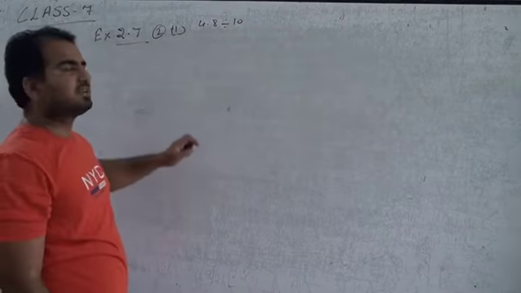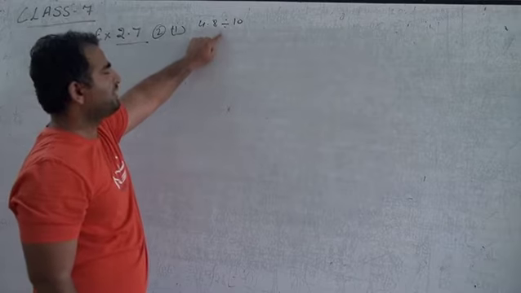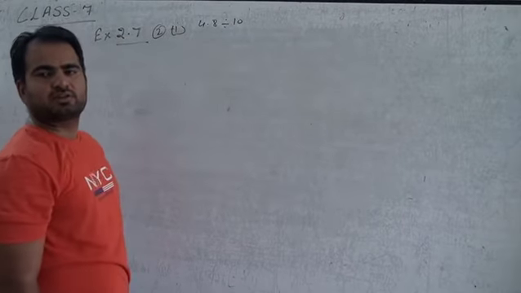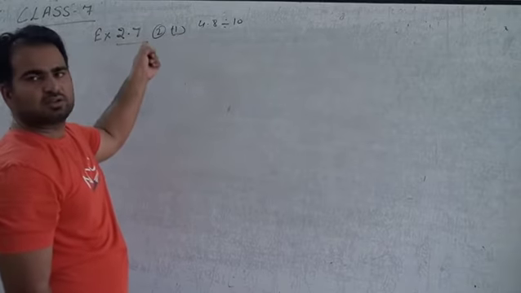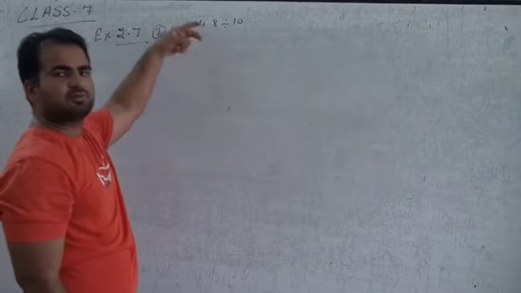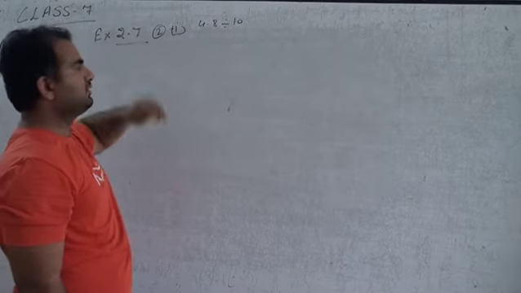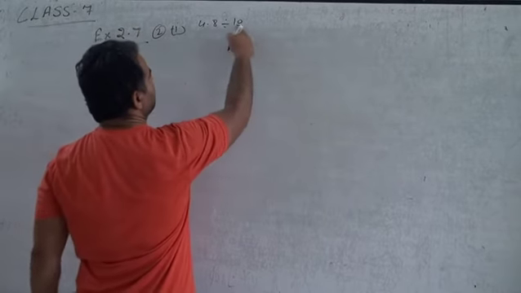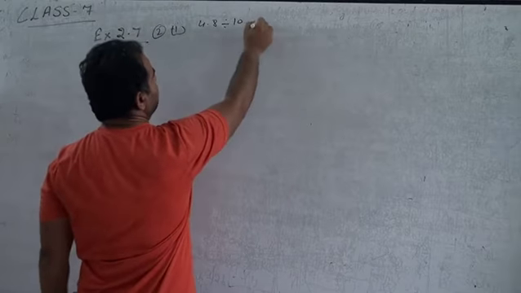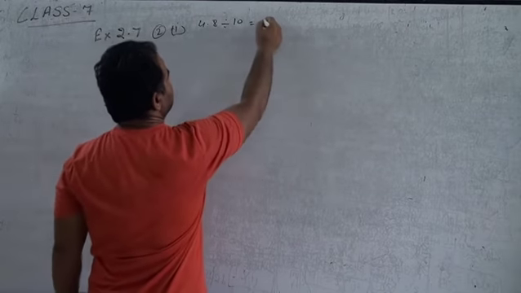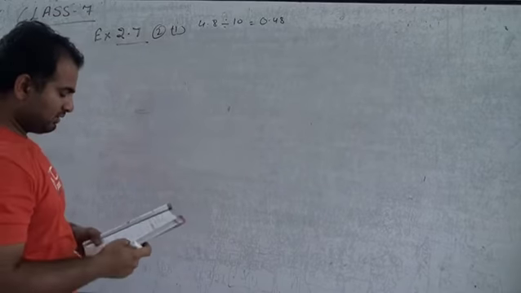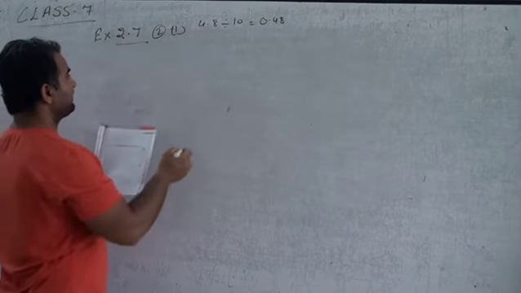Okay. So listen class, when we have to divide by 10, 100 or 1000, we will what? Shift the decimal to the right and left hand side. Okay, so answer will be, when it is only 10, then we have to move it 1 time forward. So it will be 0.48.